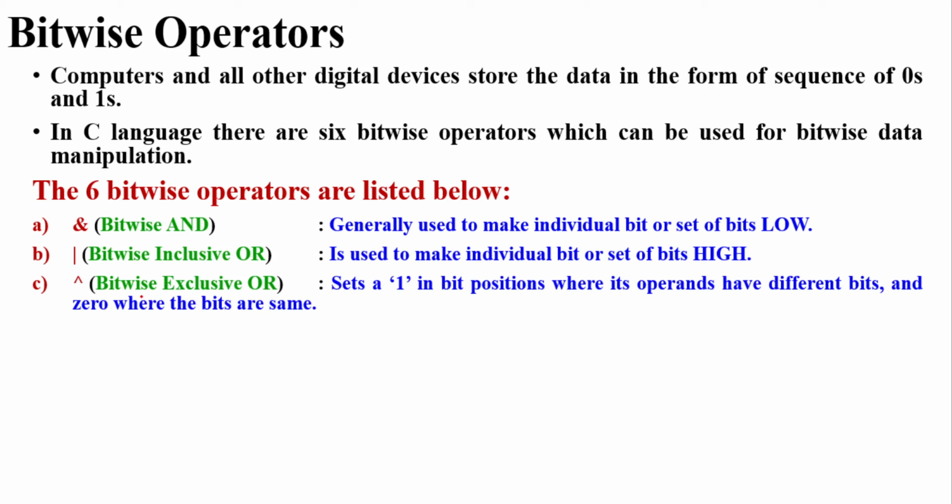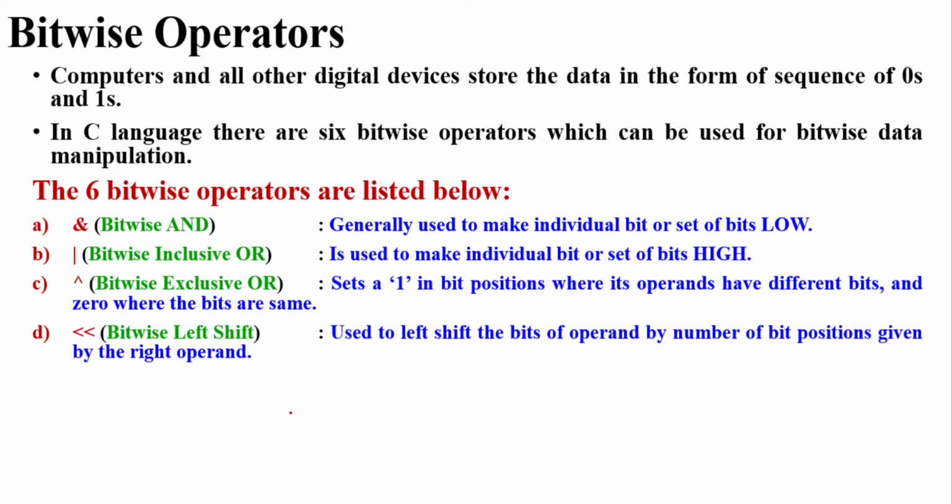The third operation is our bitwise XOR operation. XOR operation is used to set 1 in a particular bit position when the operands have different bits, and zero when the bits are the same. We will go through an example to understand this concept. So remember, whenever you have 2 bits which are the same, the result of XOR will be 0. But when the bits are different, you will get 1 in the result after doing XOR operation.